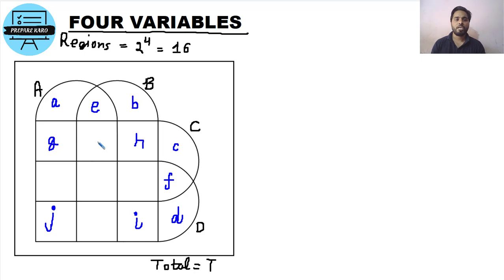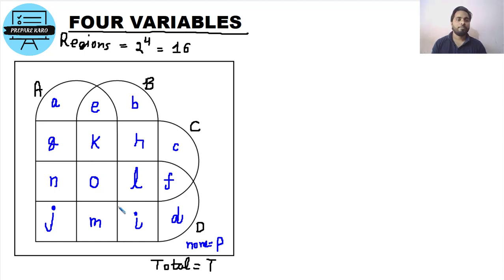right? Then we have 3 variables, exactly 3. So A, B and C, K; B, C and D, L; A, B and D, M; A, C and D, N. And this all 4 is O. And outside, none is, let's say, P. None is, okay. So we have total how many regions? 16 regions. So A through P are the total 16 regions.